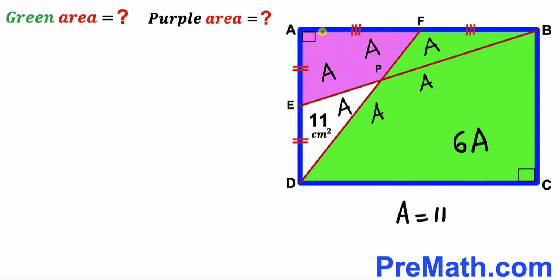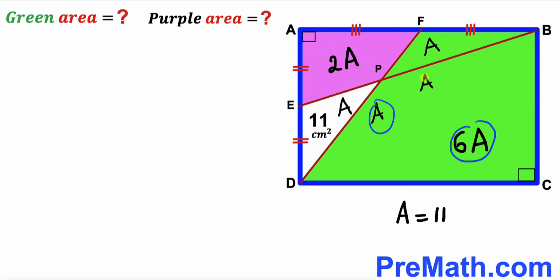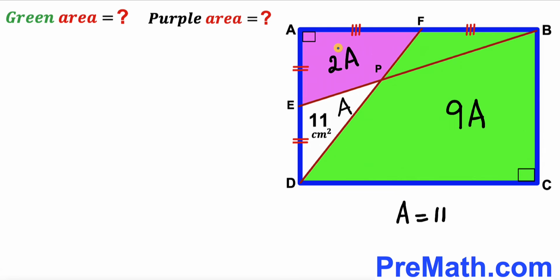Now we are going to focus on this purple shaded quadrilateral. Its area is going to be A plus A, which gives us 2 times A. Now we focus on this green shaded trapezoid FBCD. Its total area is going to be 6A plus A plus A plus A, which gives us 9 times A. So our purple area is 2 times A and the green area is 9 times A.